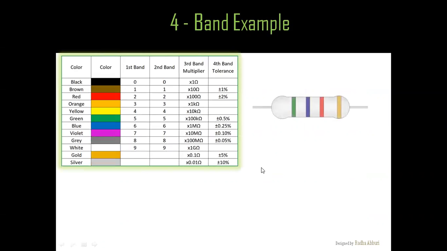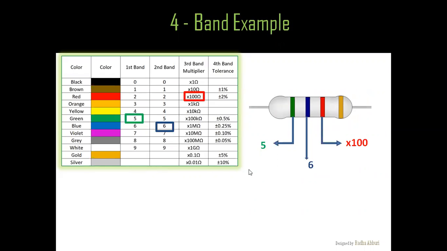Let me take a 4-band resistor in which the first color, green, represents the value 5 from the table. The next color, blue, represents the value 6. The third color, that is red, represents the multiplier which is taken from the table. And the fourth color represents the tolerance. Because it is colored in gold, we have to take the value plus or minus 5% from the table. Now, when you combine all these digits, you will get the value of the resistor. Let's combine and see the value.